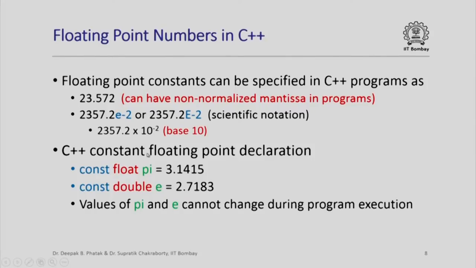Constant floating points can also be declared in a C++ program using the const qualifier, which we have already seen earlier. So for example, if I say const float pi equals 3.1415, it means that pi has a floating point value which is not going to change during program execution, and this is the value. Recall, we used such constants when calculating the surface area of a tank in an earlier lecture. Or I could say const double e is 2.7183.